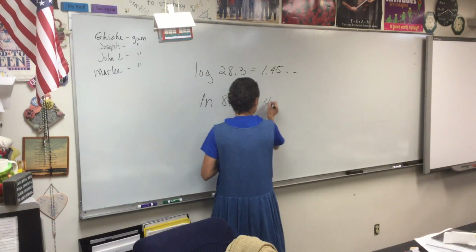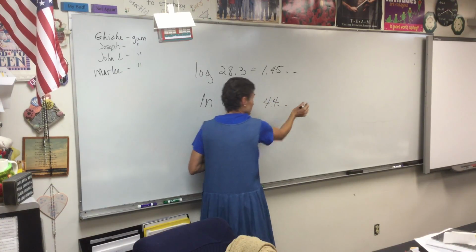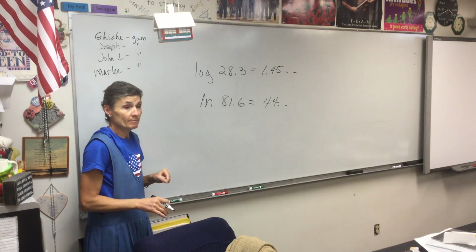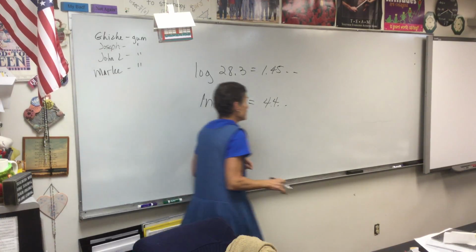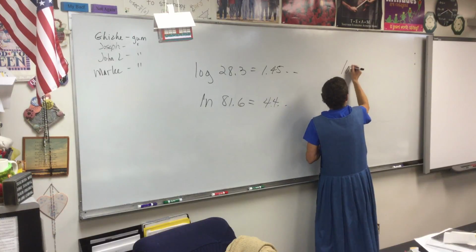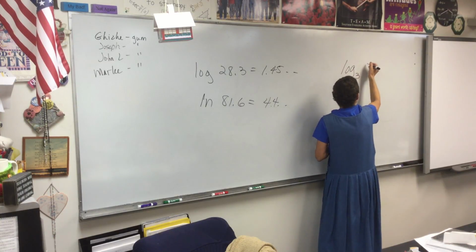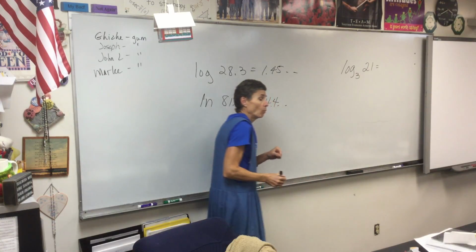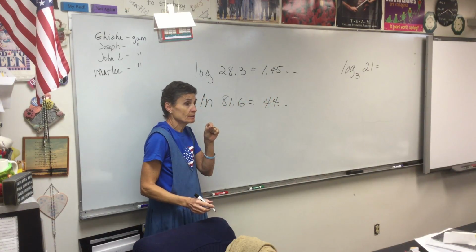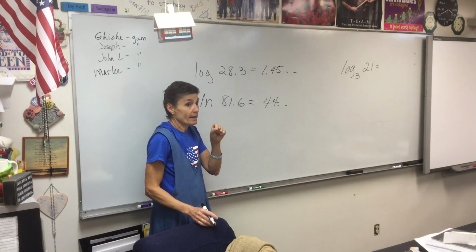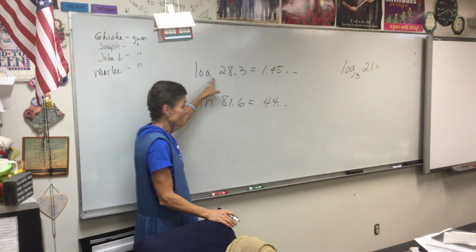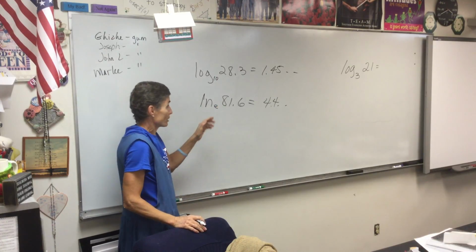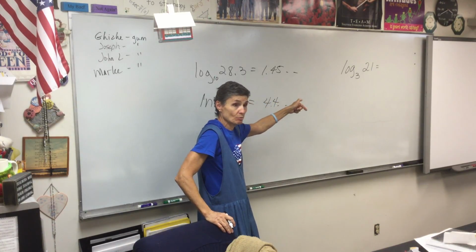4 point something? 4.4. Okay, everybody good? The issues happen when we have something like the log base 3 of 21. Now, what's the issue there? Calculator doesn't do anything but base 10. Yeah, your calculator does base 10 and base E. Your calculator does not do base 3.